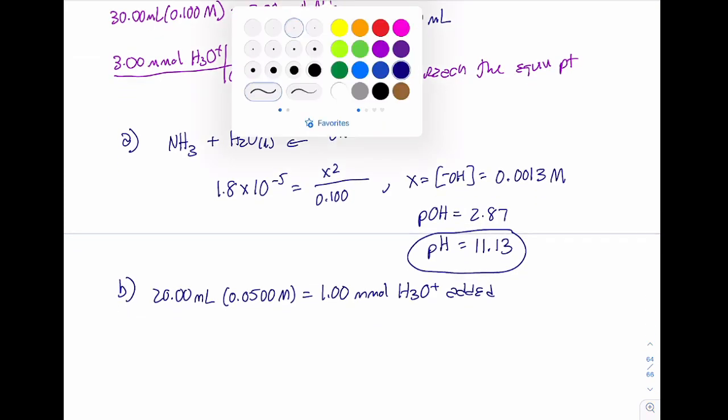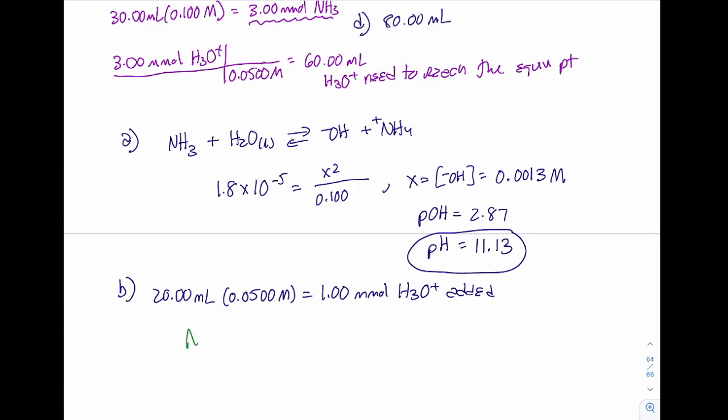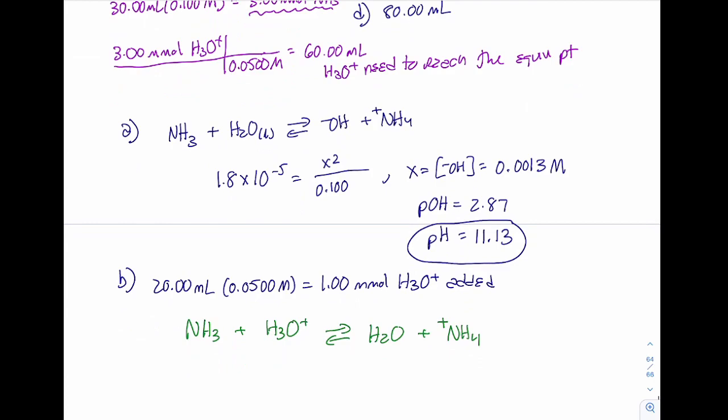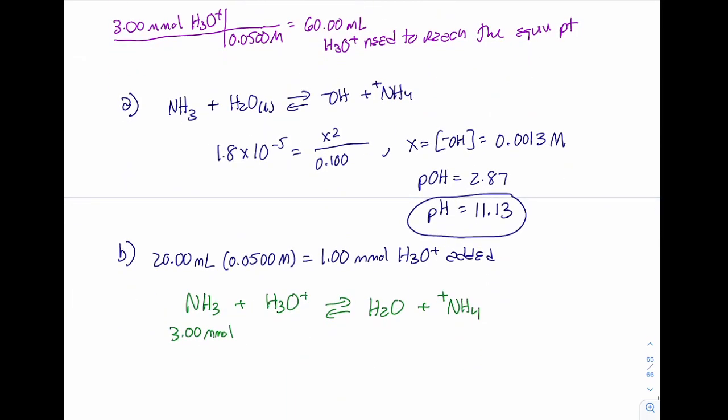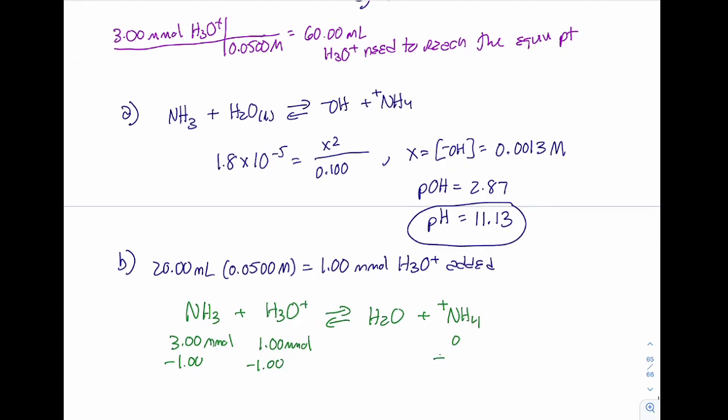My neutralization equation: I have my weak base, I'm reacting it with my strong acid, and we're producing water and ammonium ions. I started out with 3 millimoles of ammonia; we calculated that number up here. I've added 1 millimole of my strong acid; that was this number that we just calculated. And then remember, always subtract the smaller of the two reactants from both of the reactants, and add it to the product side.